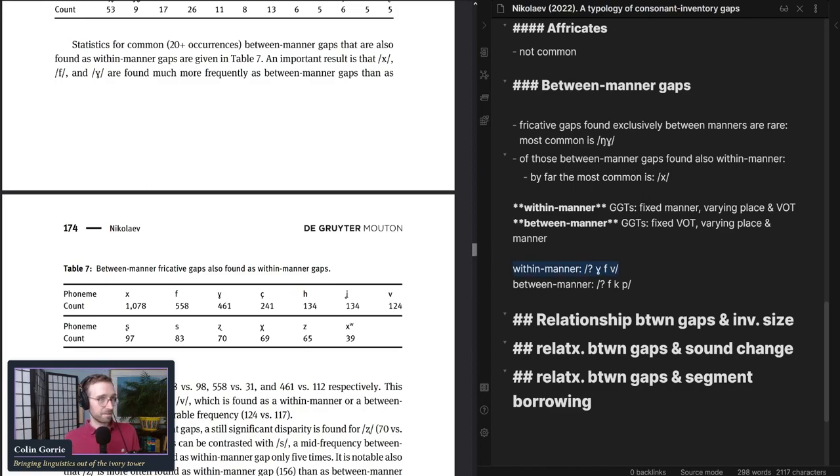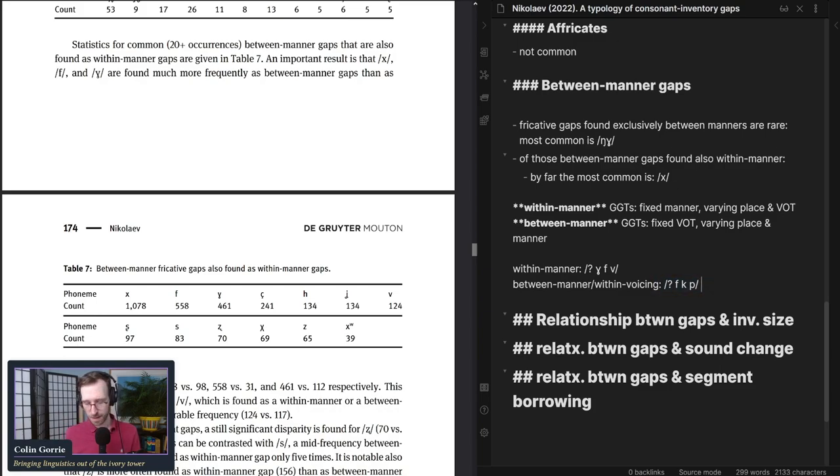Right. Within manner. We also have the between manner, which actually I kind of want to just call within voicing, because I think that's a little bit better. So between manner, fixed voice onset time, so fixed voicing. So everything here is voiceless, and we vary place and manner. So we have stops. We have stops at the labial, fricative of the labial. Stop at the dorsal. No velar fricative. That is what we're looking at.